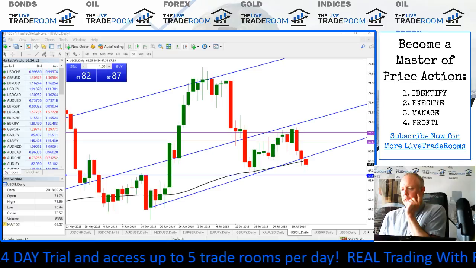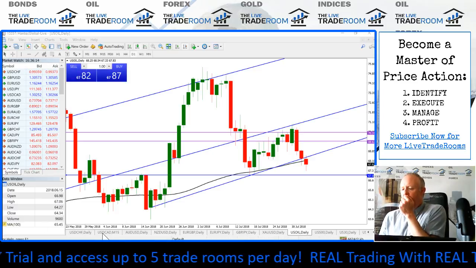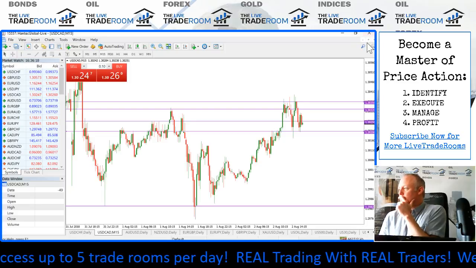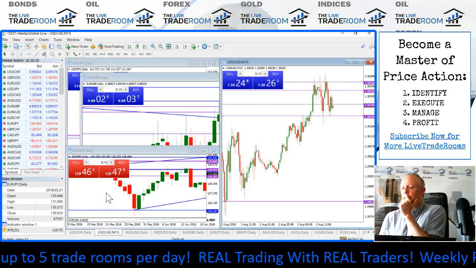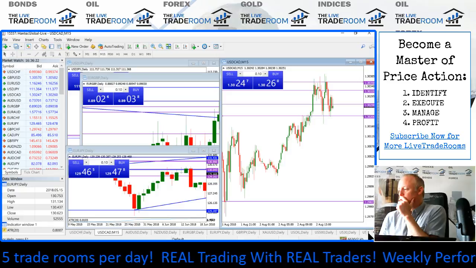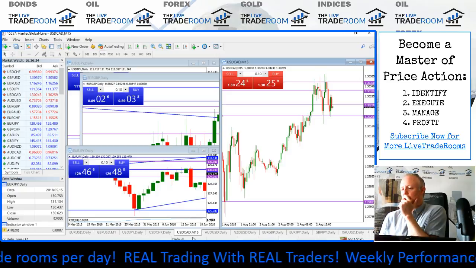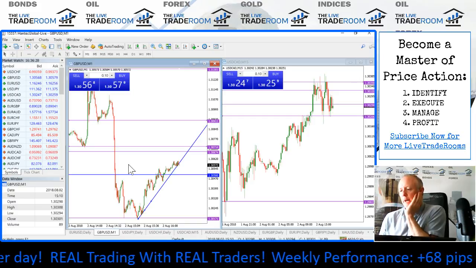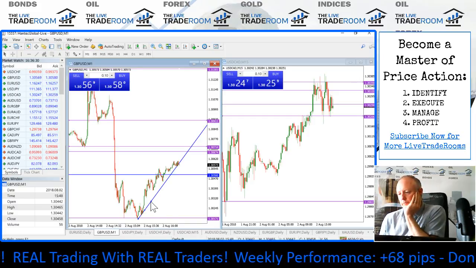So what we might do is just revert back to a couple of these markets and just see. We look at the dollar CAD to the right hand side, and we look at the pound, the cable market on the left hand side.